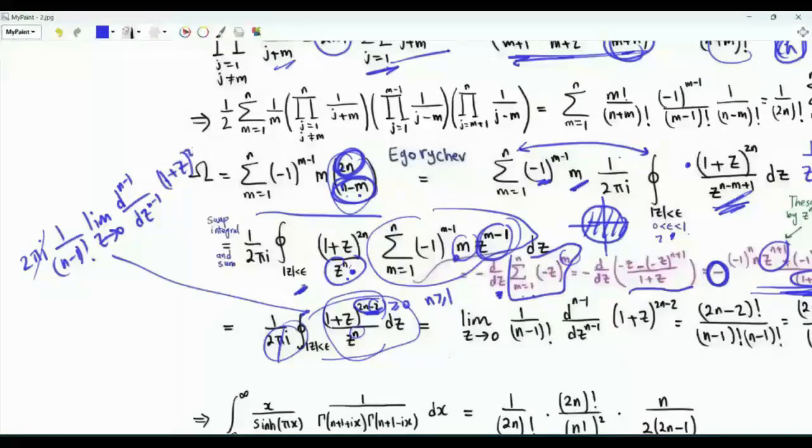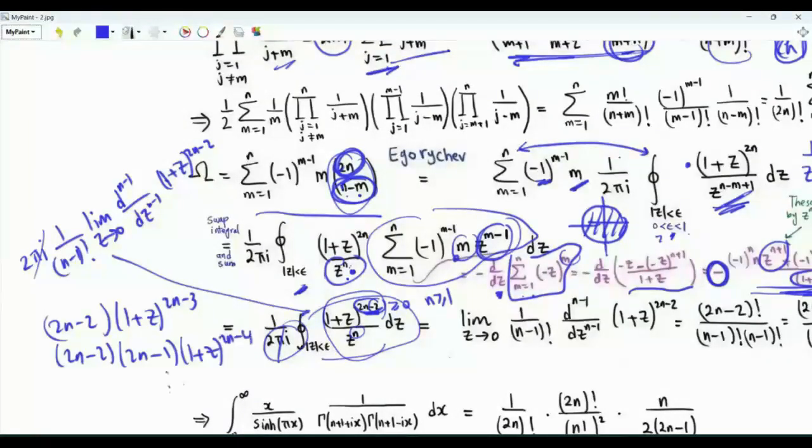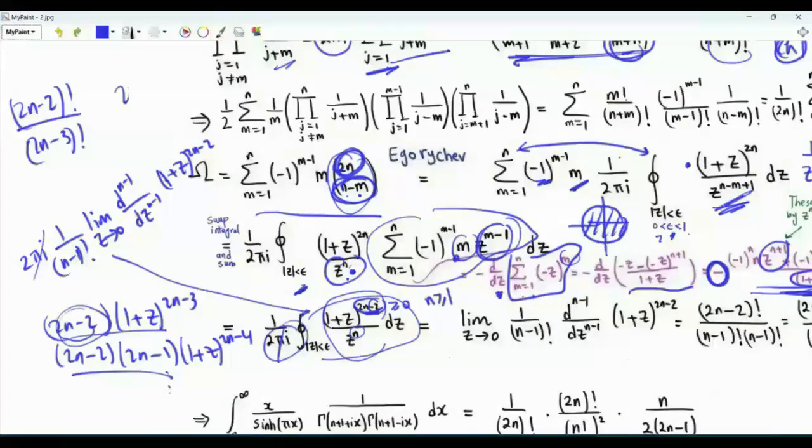So we have here (1 plus z) to the power 2n minus 2. If we differentiate once, we get (2n minus 2)(1 plus z) to the power 2n minus 3. If we differentiate twice, we get (2n minus 2) times (2n minus 3) times (1 plus z) to the power 2n minus 4, and so on. When we differentiate once, we get 2n minus 2, which can be thought of as (2n minus 2) factorial divided by (2n minus 3) factorial. When we differentiate twice, we get (2n minus 2)(2n minus 3), and this is (2n minus 2) factorial divided by (2n minus 4) factorial, and so forth.